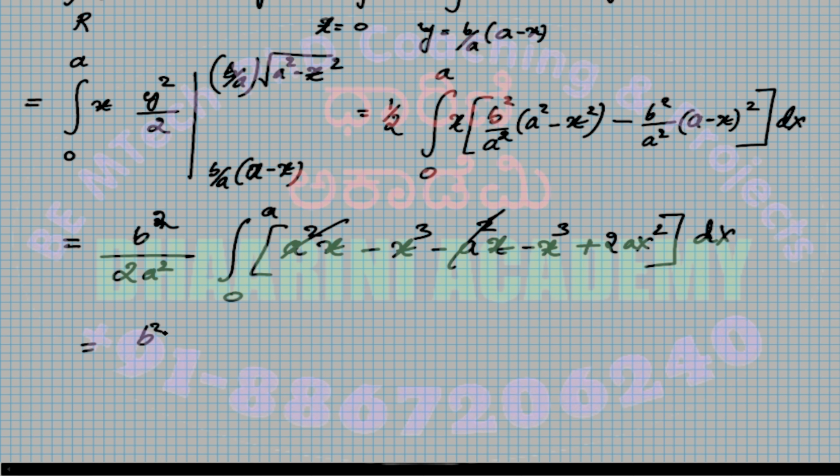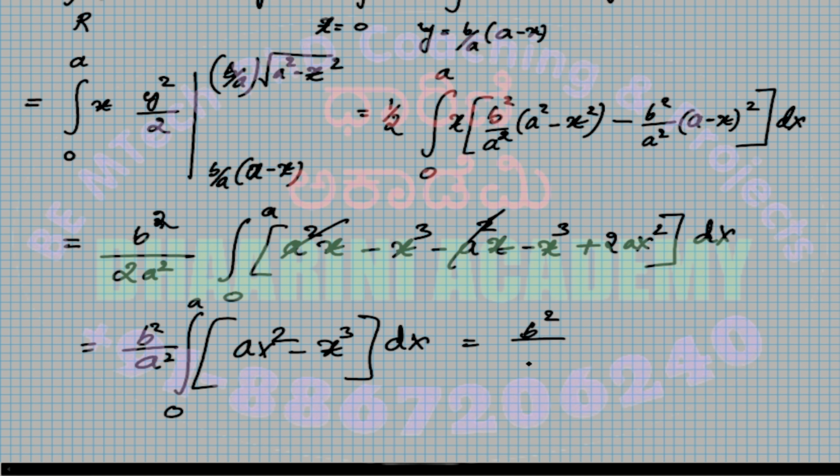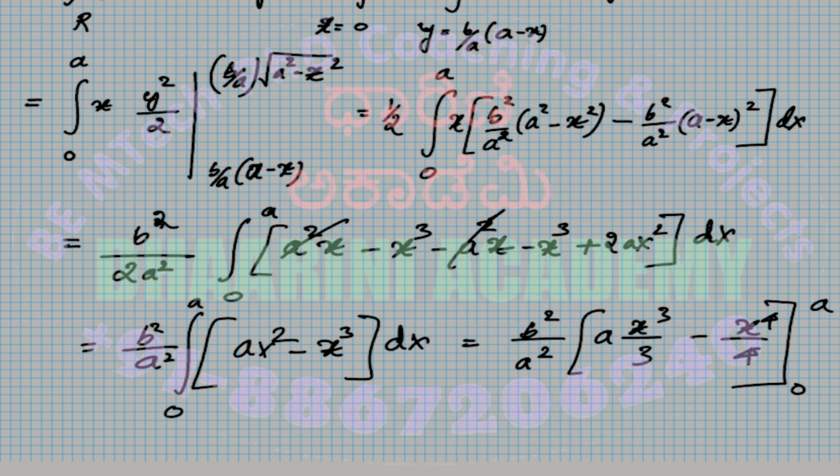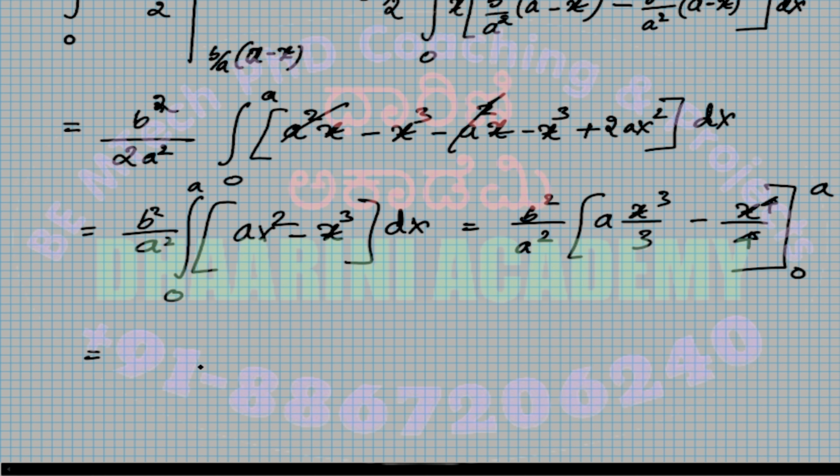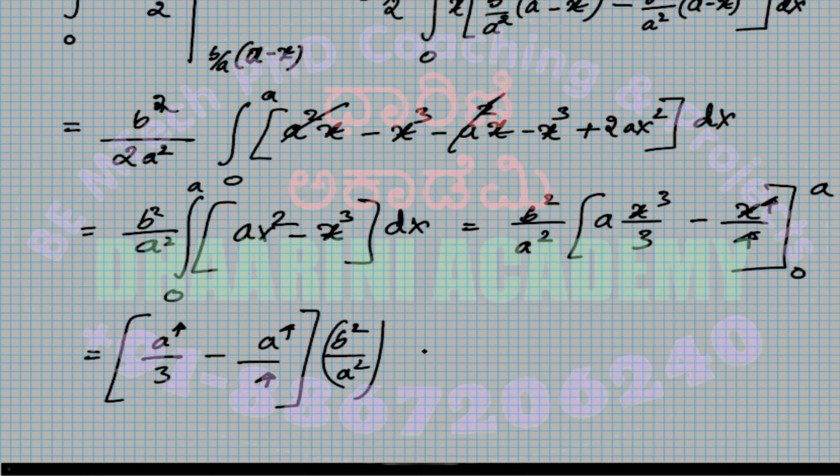I think I can simply rewrite this as, let's write this. This is b square by a square into, okay, this is an integral. So integral 0 to a. So I'll write the positive term first, that is ax square minus x cube into dx. Let's integrate. So this is b square by a square into a, x square becomes x cube by 3, x cube becomes x to the 4 by 4. Limits 0 to a. All right, so that means only a comes over there. The first term becomes a cube into a, so that is a to the power 4 by 3 minus a to the 4 divided by 4 into b square by a square, isn't it?